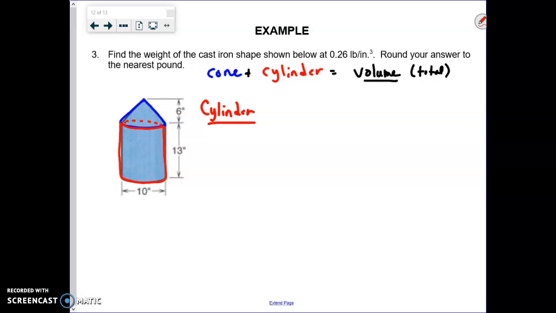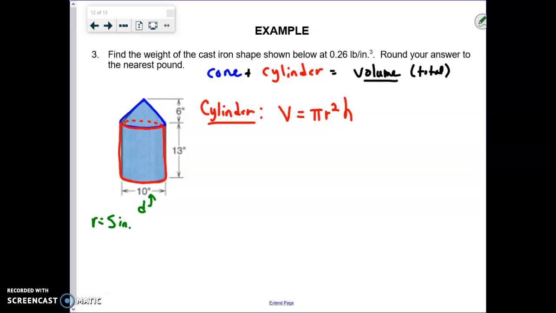Now, if you remember volume of a cylinder, if you look on your formula sheet, volume is just basically equal to the area of the base times the height of the cylinder, but your formula sheet goes into a little bit more depth. For area of the base, it's pi r squared times the height. Now, what are we given here? We're given the diameter of the base. So if we're going to use radius, we've got to cut that in half. So the radius would be 5 inches. Diameter would be 10 inches.